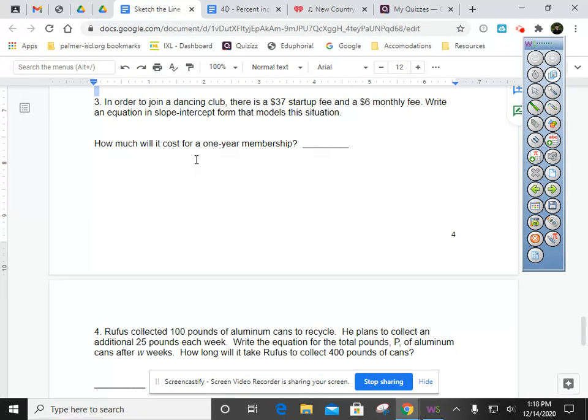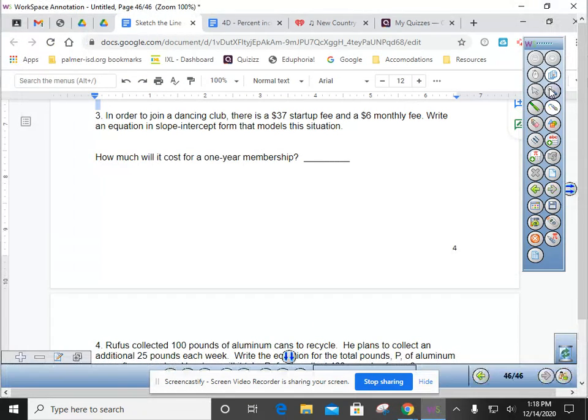All right, let's see how we did. Number 3, in order to join a dancing club, there is a $37 startup fee and a $6 monthly fee. Write an equation in slope-intercept form that models the situation. What does it look like? Y equals 6x plus 37.